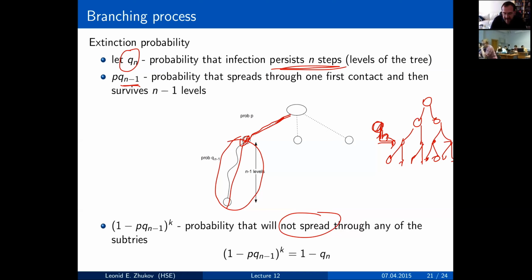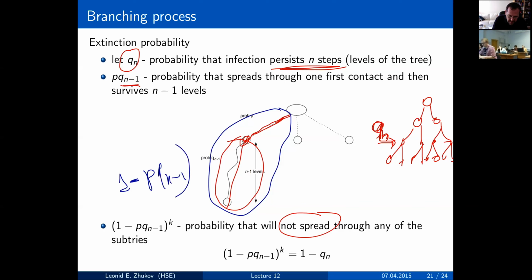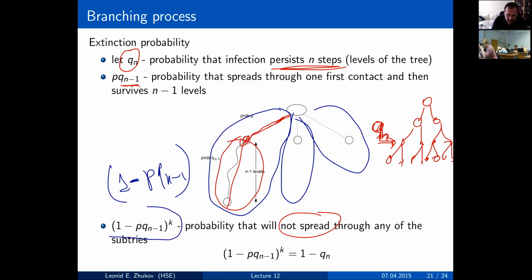Now, the probability that infection does not spread through this path is 1 - pQn-1. This is the probability that infection does not go through this path. The probability that infection does not go through any of these paths is (1 - pQn-1) to the power k. So this is the trick. Instead of looking at the probability that infection will go, we'll look at the complementary event, that it doesn't go. And if it doesn't go through any of the paths, since these are independent paths, we can just multiply the probability that it doesn't go through each of them. So the probability that it doesn't go through any of those paths is (1 - pQn-1)^k.